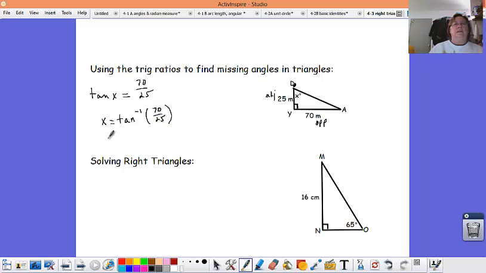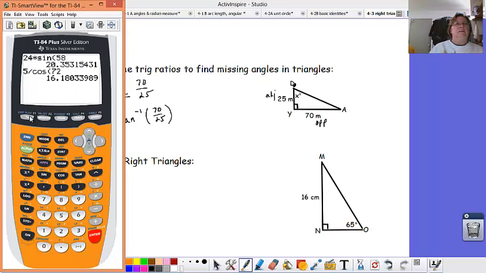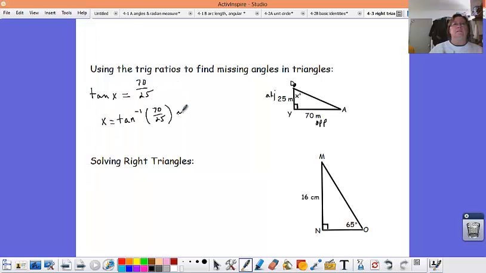And I'm going to go to my calculator and ask it to do that for me. Second and tan, and I need 70 divided by 25. To the nearest tenth of a degree, that's 70.3. So we've looked at the three types of triangle problem. Now, solving a right triangle means find everything that's missing. Find all the missing parts.